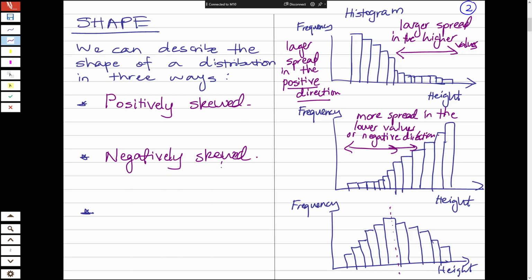Okay. Yeah. I'm thinking of a particular word that starts with the letter S. Symmetrical. Say that again, Thomas? Symmetrical. Symmetric. Okay, so this is the third shape, all right?